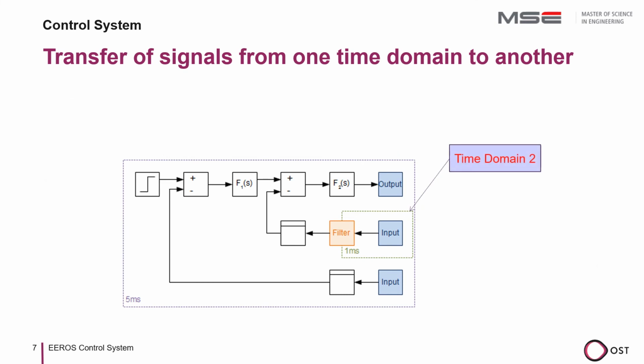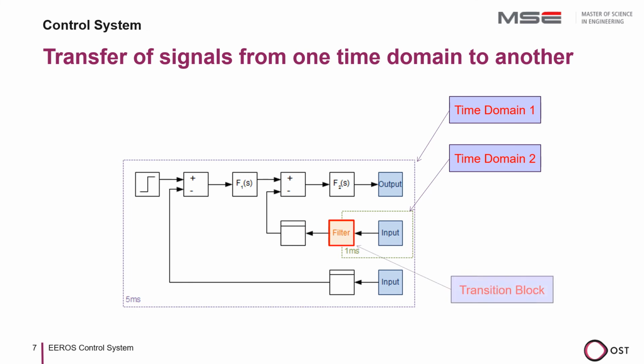An interesting question is what happens when signals flow from one time domain to another. Principally, signals cannot cross the time domain boundary because the signals from two different time domains lack a common time base. Therefore, it is necessary to connect two time domains via so-called transition blocks, which take over the conversion and adaptation of the signals. Since the transition block is a member of two time domains, it also has two run methods.